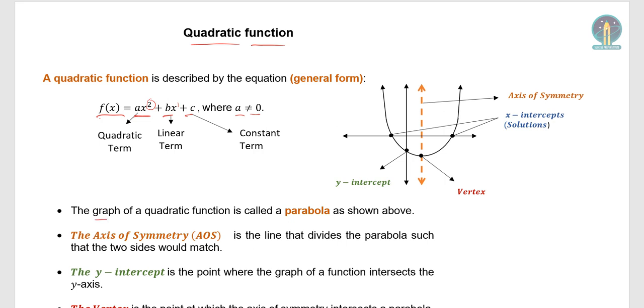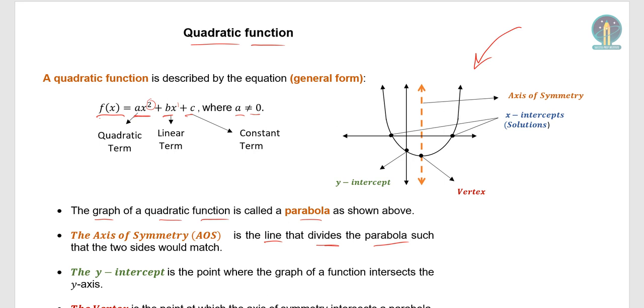So the graph of a quadratic function is called a parabola, as shown in this figure. You should have seen this before. A parabola is a shape that has different properties that we're going to discuss. One property is called the axis of symmetry of the parabola, and that is the line that divides the parabola such that the two sides would match each other. They would be mirror images of each other.